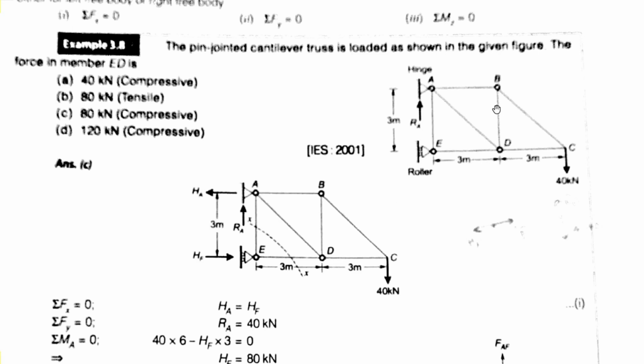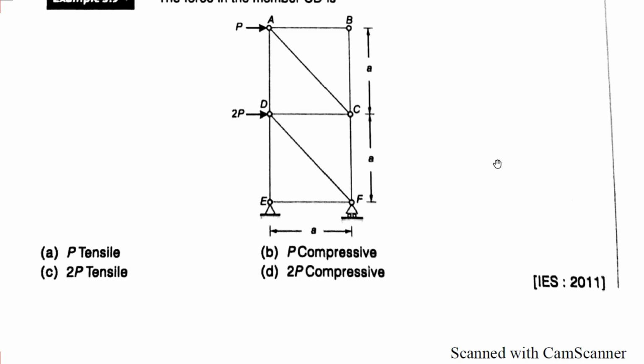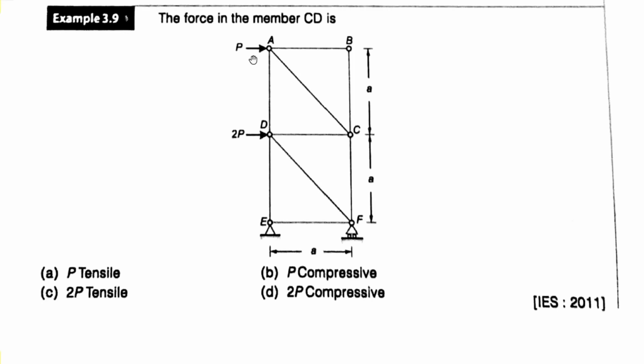By this way you can apply the concepts of the method of section for the truss to find the forces in a few members. Okay, so this is another question: the force in the member CD is. This is the hinge support, this is the roller support, and the distance is A here. External load P is acting at the pin joint A, and 2P load is acting at the D support. So we need to find the member force in CD. This is our CD part.